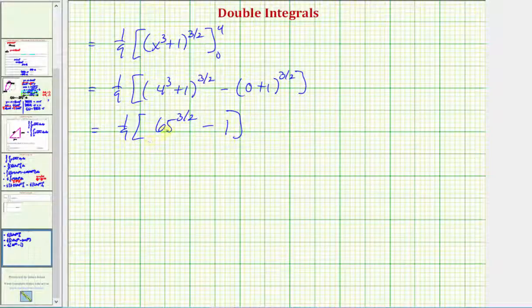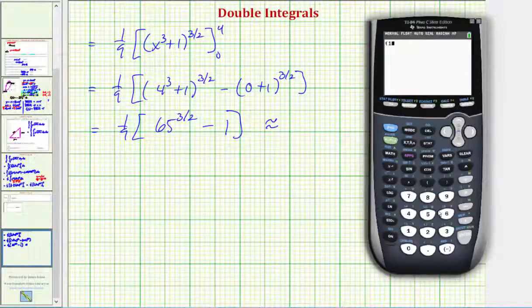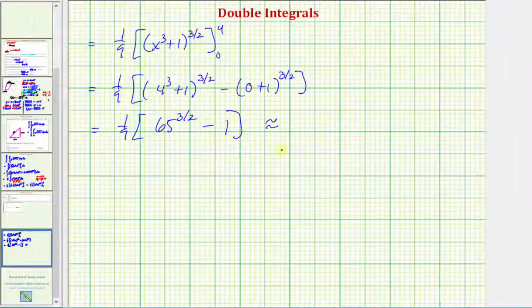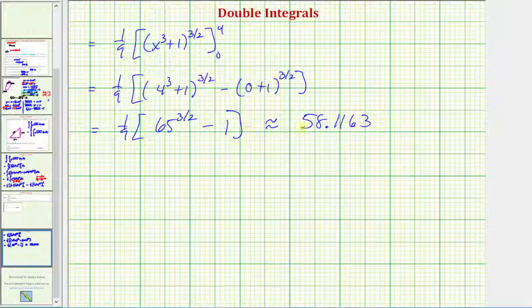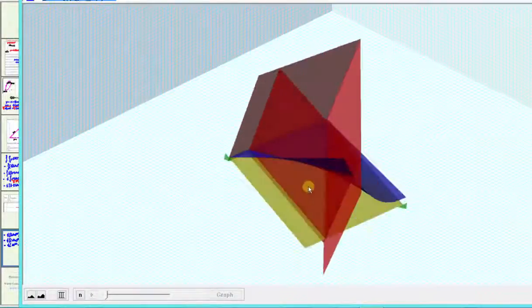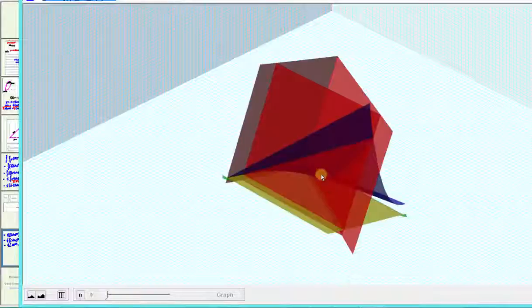Let's get a decimal approximation using the calculator. We have 1/9 times the quantity 65 raised to the power of 3/2, minus 1, close parenthesis, and enter, which would be approximately 58.1163. And of course, we could label this cubic units because it does represent the volume under the surface above the xy plane over the region of integration, which again would be the volume of this solid in here. Okay, I hope you found this helpful.